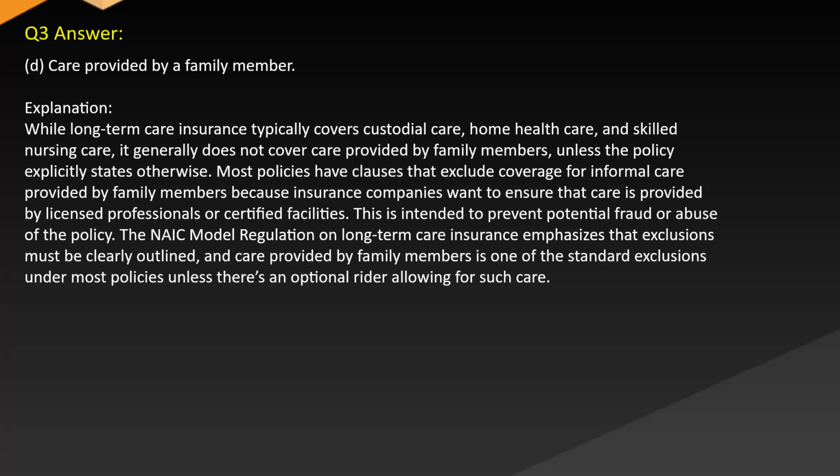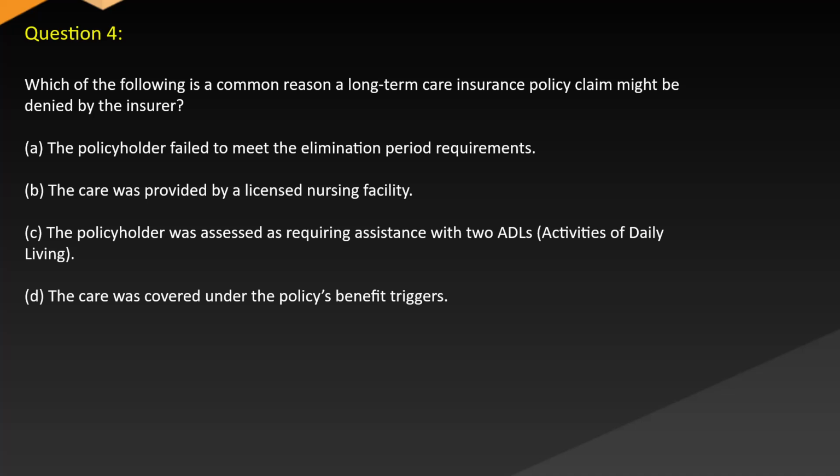The NAIC model regulation on long-term care insurance emphasizes that exclusions must be clearly outlined, and care provided by family members is one of the standard exclusions under most policies unless there's an optional rider allowing for such care. Question 4. Which of the following is a common reason a long-term care insurance policy claim might be denied by the insurer? A. The policyholder failed to meet the elimination period requirements.